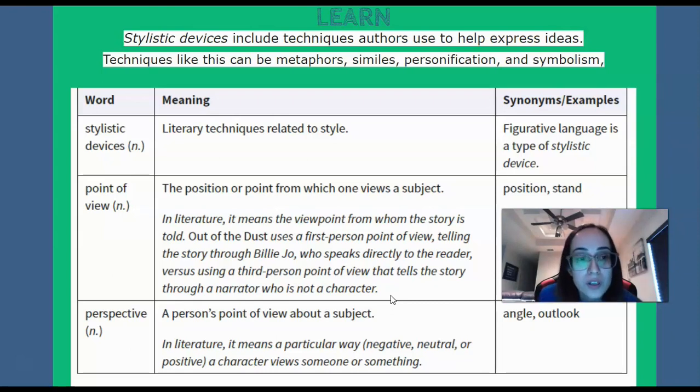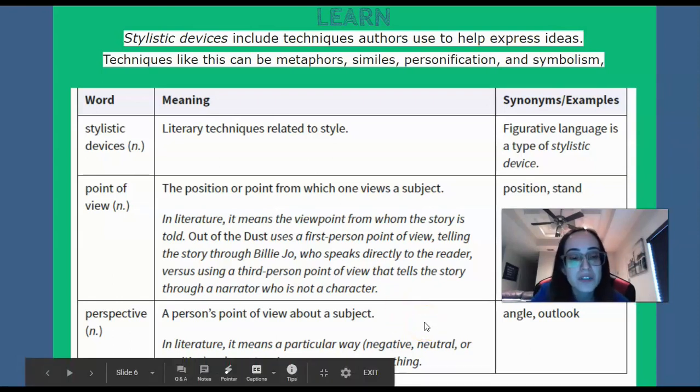Some examples of point of view can be a position or a stand. In this case, when we read books, it is the point of view of someone that is telling the story, or like the definition says, the viewpoint. So please make sure you pause now to write this word down completely.